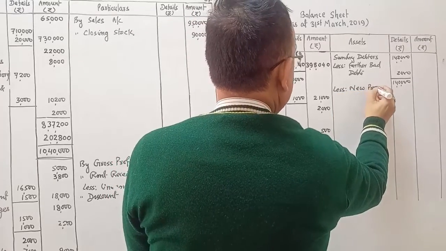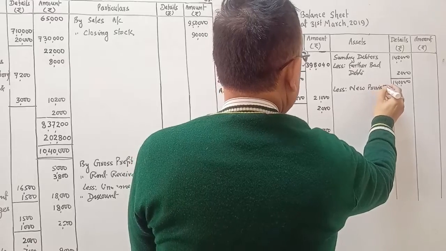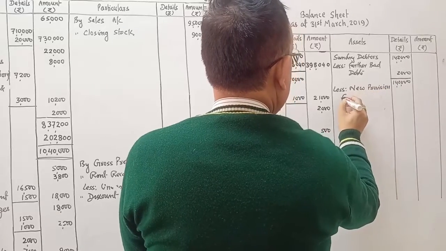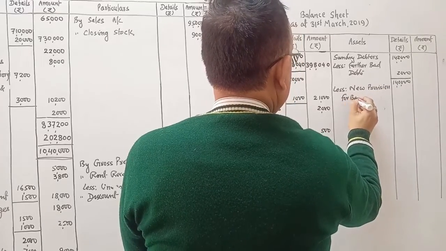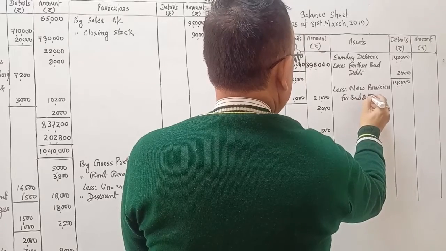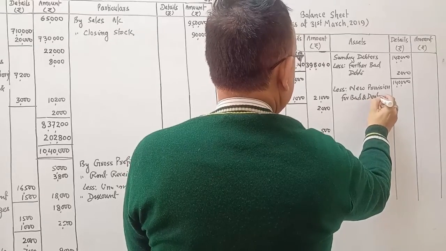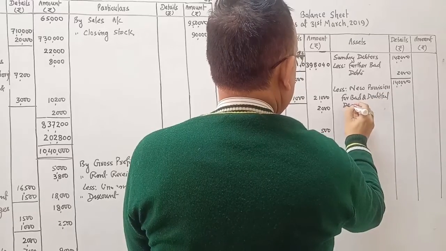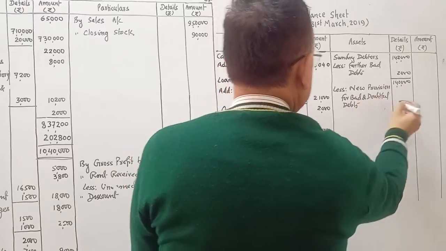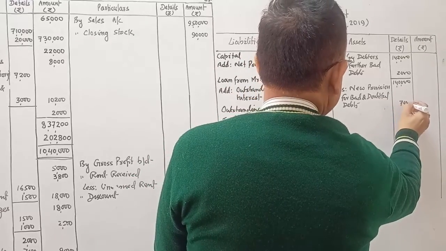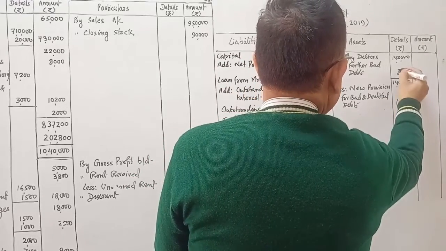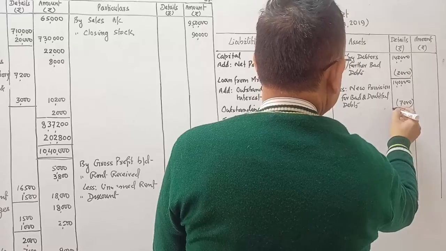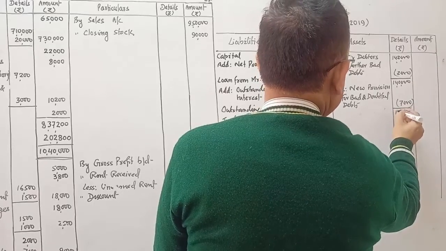Thereafter you deduct new provision for bad and doubtful debts. New provision for bad and doubtful debts, that we have calculated, 7,000. You deduct it. 2,000 further bad debts, new provision for bad and doubtful debts.